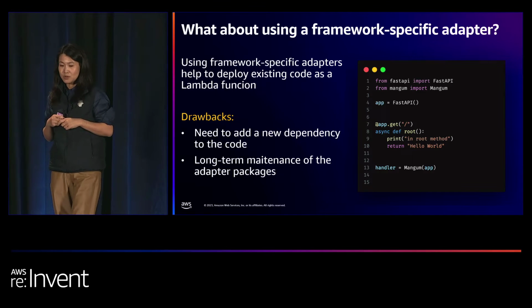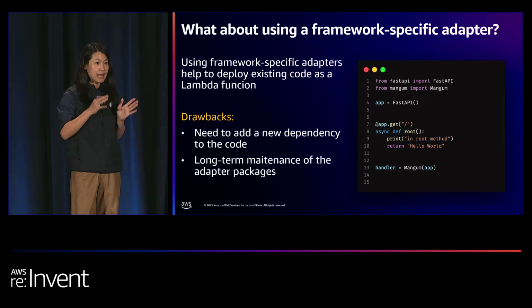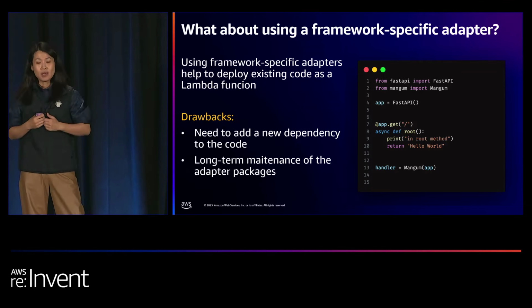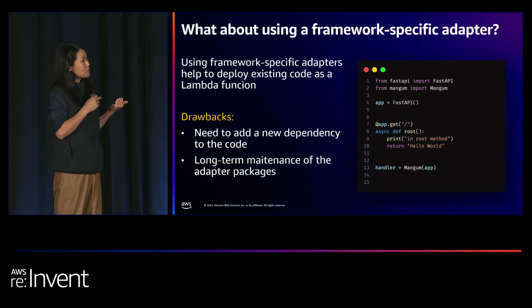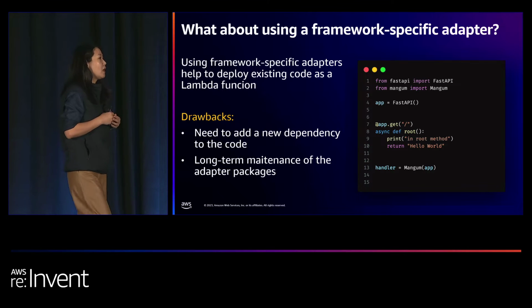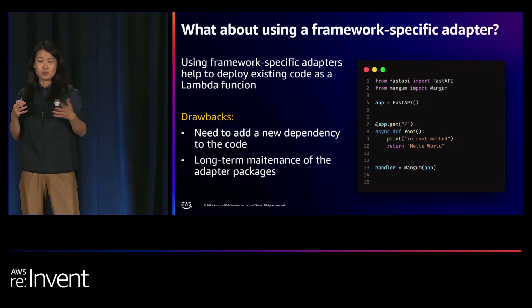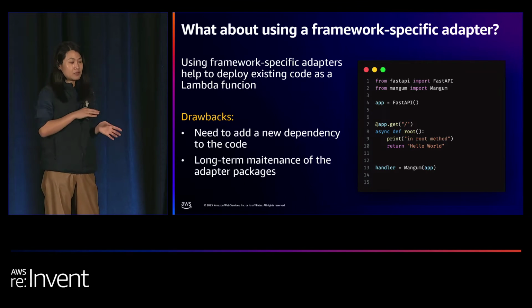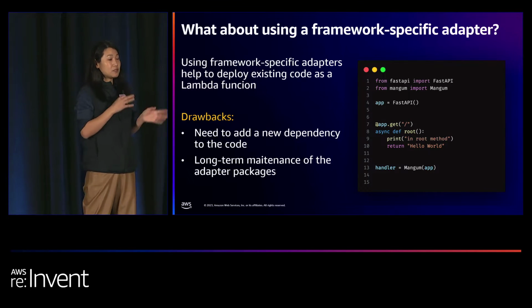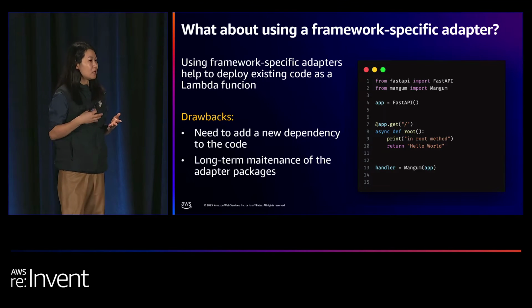We can see some developers using a framework-specific adapter to deploy existing code as a Lambda function. Here's a code example. That's a FastAPI application, which is adapted for running in Lambda. Mangum is a Python library. It wraps the FastAPI application into a handler function and transforms the event payload into the required format for FastAPI.